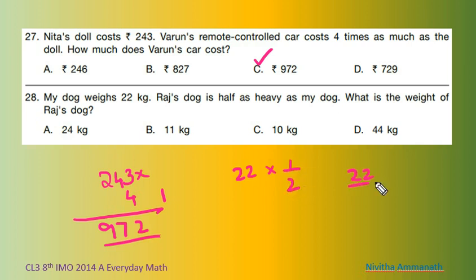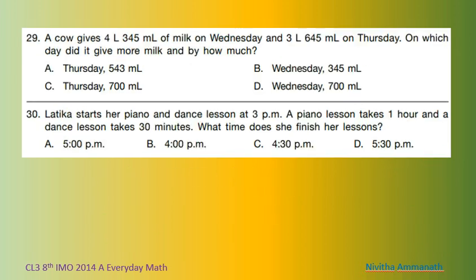That is 22 by 2. How do we write? 22 divided by 2. How many 2s are in 2? 1. 1 2 is 2. Then 0, 2, 1, 2. So 11 kilograms. So Raj's dog weighs 11 kilograms. B is the correct option. Next question.